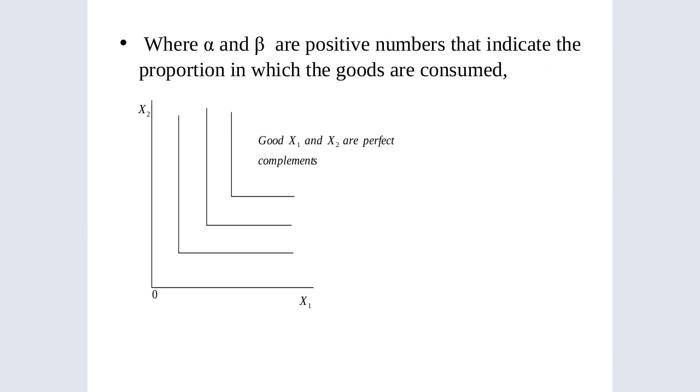Now, the minimization problem simply shows that the indifference curves are L-shaped. So you can minimize x1 and x2. The alpha and the beta are positive numbers that indicate the proportion in which the goods are consumed. So the indifference curve for such a function is L-shaped, as you can see. So x1 and x2, in that case, are perfect complements.